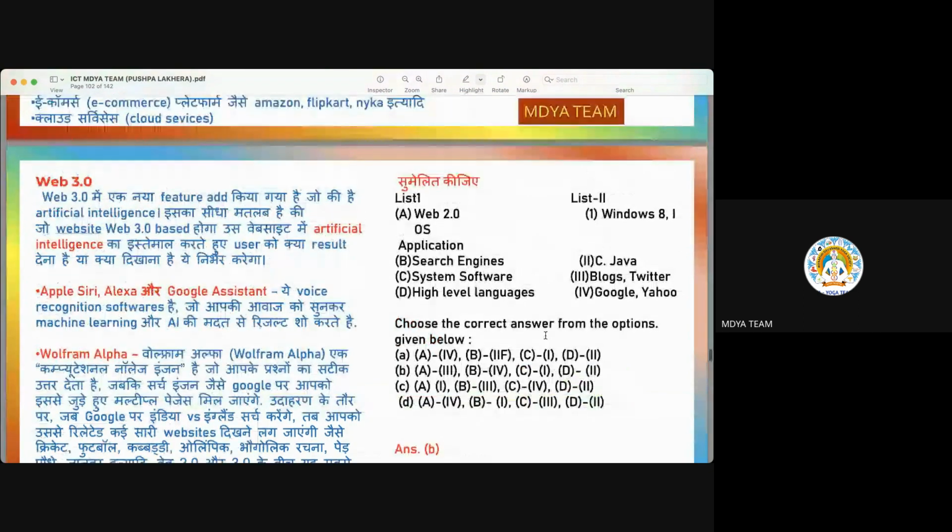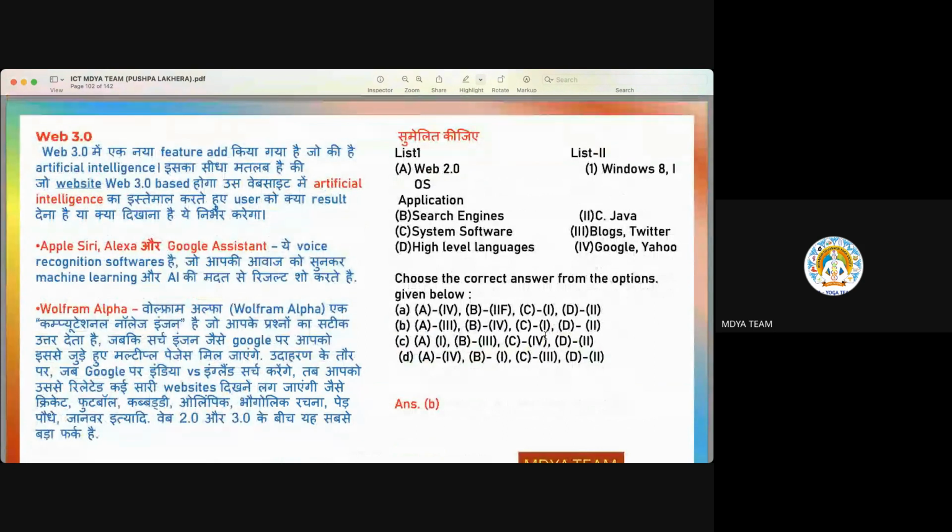Ma'am, what does this Wolfram Alpha do, ma'am? Wolfram Alpha is also a knowledge engine, a computational knowledge engine. Can you try to give a more relevant example so that we can understand? Yes, a computational knowledge engine.